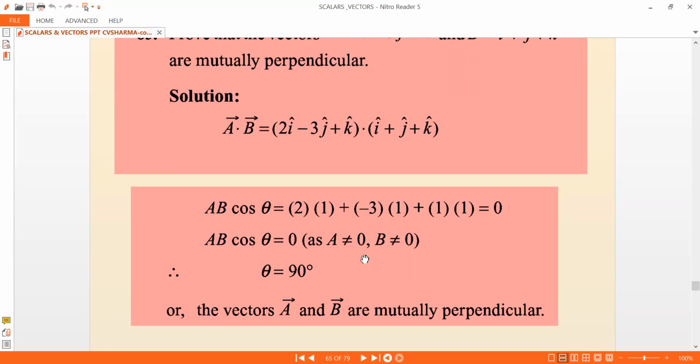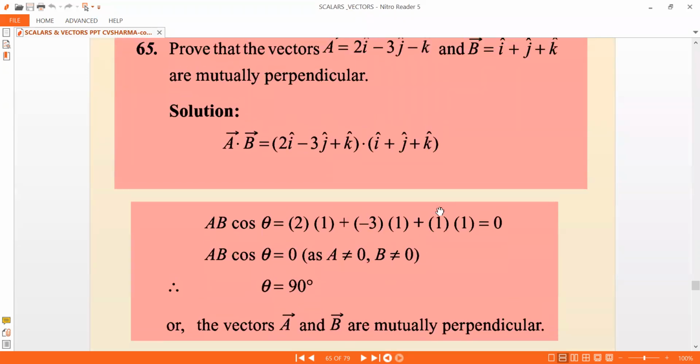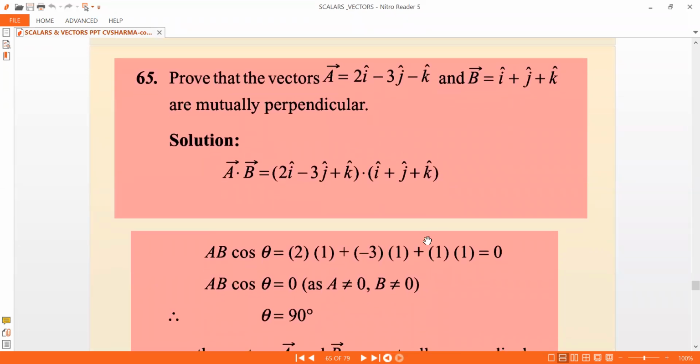And this is the point where I conclude the video on scalar products. The next slides will be on the cross product of vectors, which I will take in the next lecture. So I hope you understood how to do the dot product of vectors.